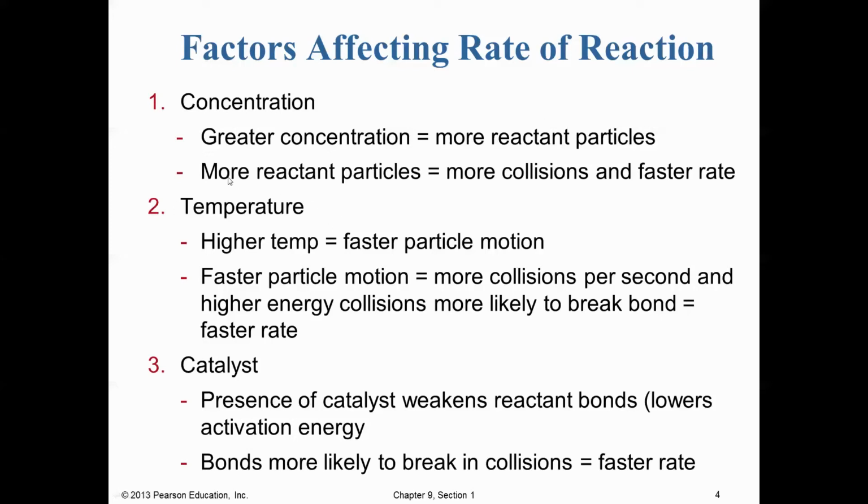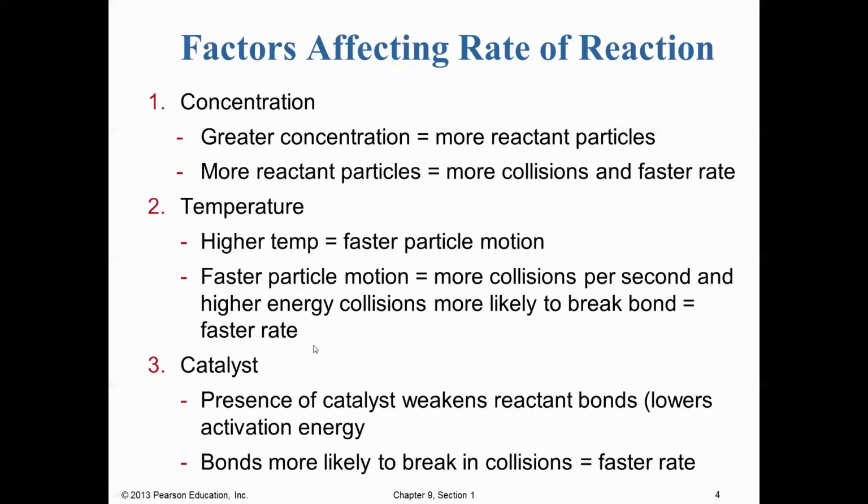Temperature has a very dramatic effect, and so with temperature it affects our rate in two ways. So at a higher temperature we have faster moving particles. And these faster moving particles are going to collide with each other more times per second, so we'll have more collisions per second, but we're also going to have higher energy collisions. Those collisions are going to be more likely to break bonds and smash things apart.